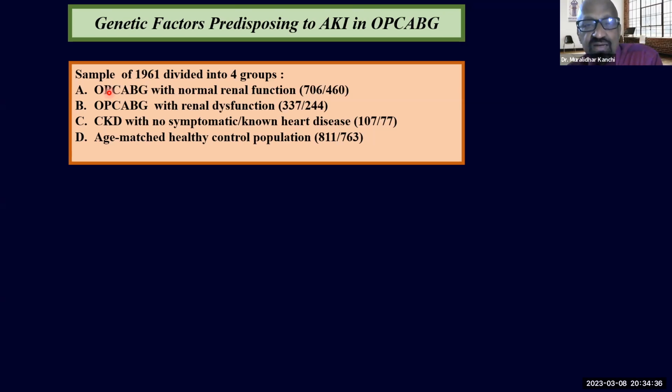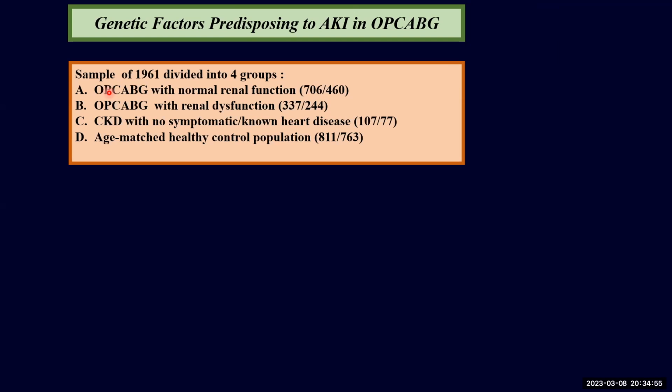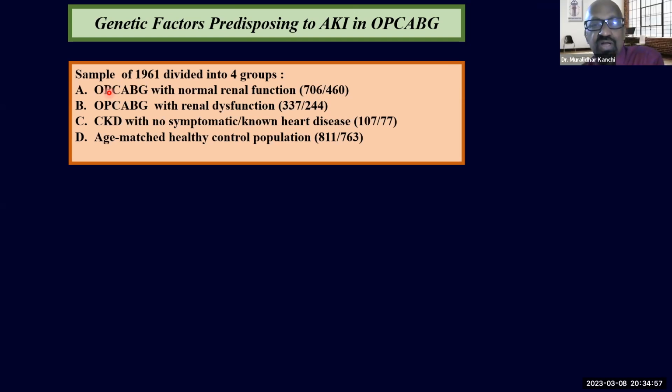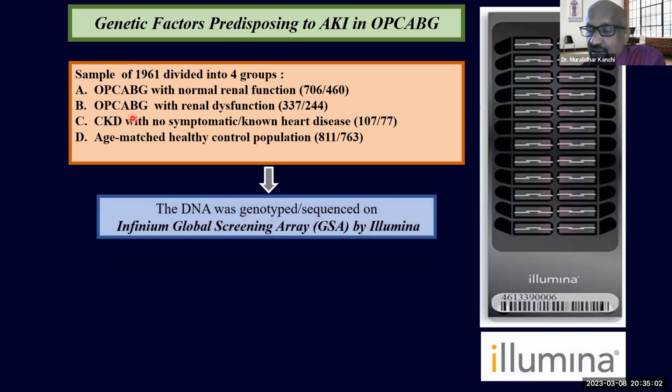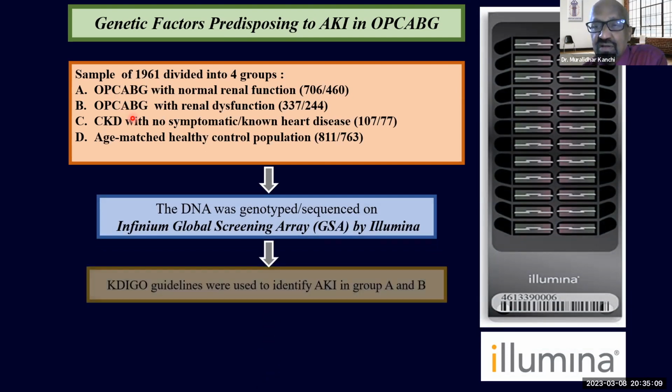The second category is those with renal dysfunction undergoing cardiac surgery, with a creatinine of 1.3 or greater and an eGFR of less than 60 ml per minute per 1.73 meter square of body surface area. The third were patients with kidney disease with no symptomatic or known heart disease. And the fourth were age-matched healthy control population. The genetic testing was done, subjecting them to a global screening array using special techniques.